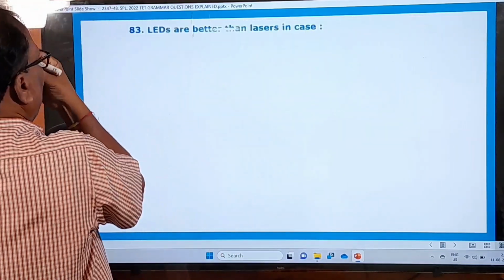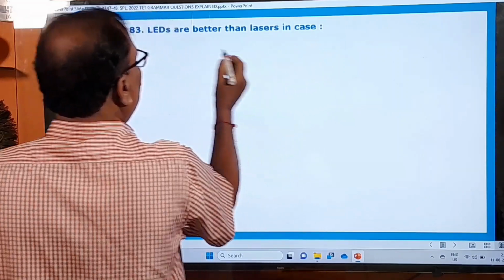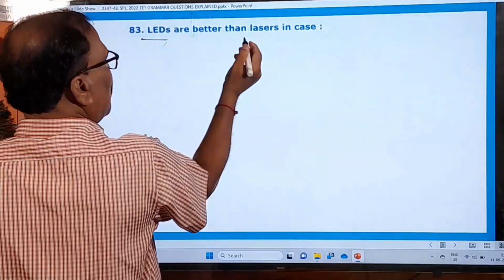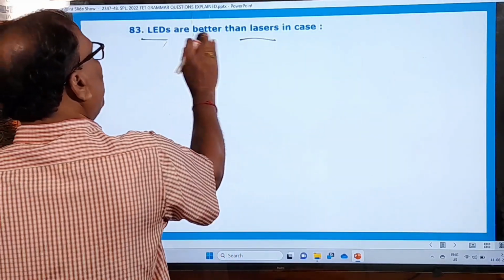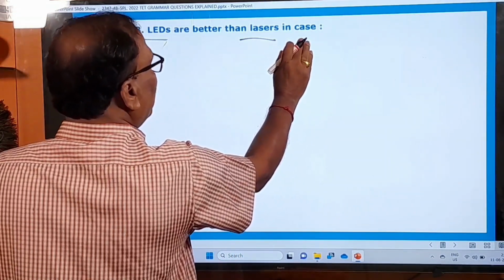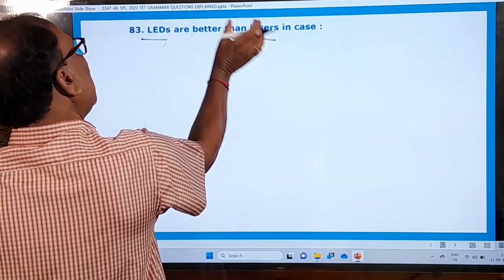Right. The 83rd one. LEDs are better than lasers in case. LEDs, these are signals. Okay, lasers, these are also signals. Laser signals and LED signals. LEDs are better than lasers in the case of. So he says LEDs are better than lasers.